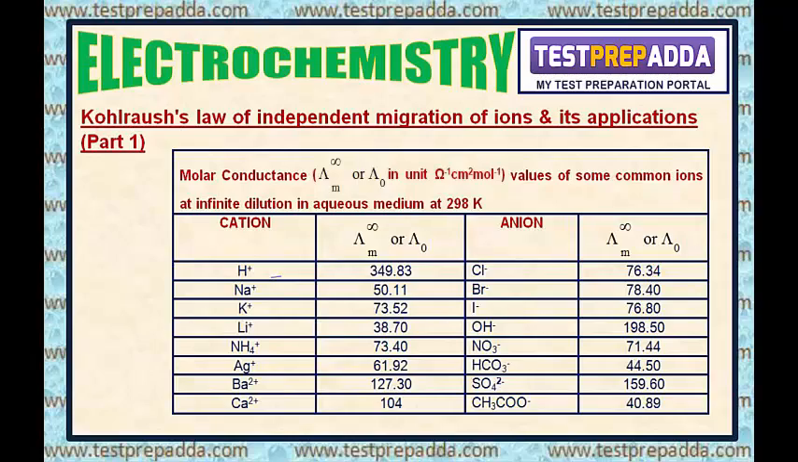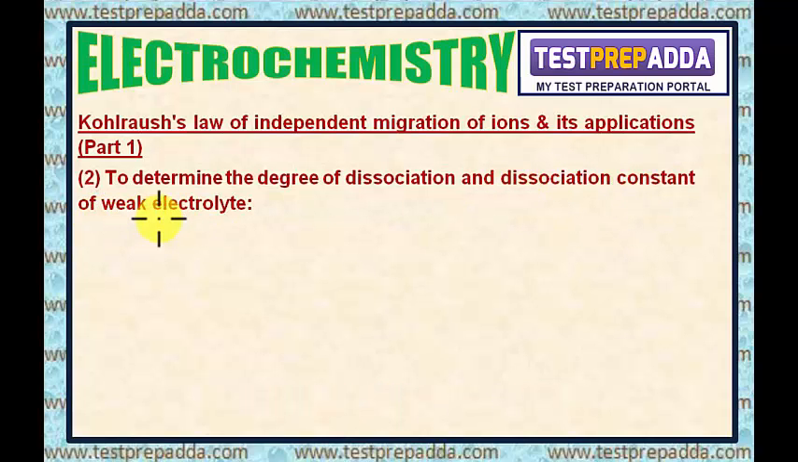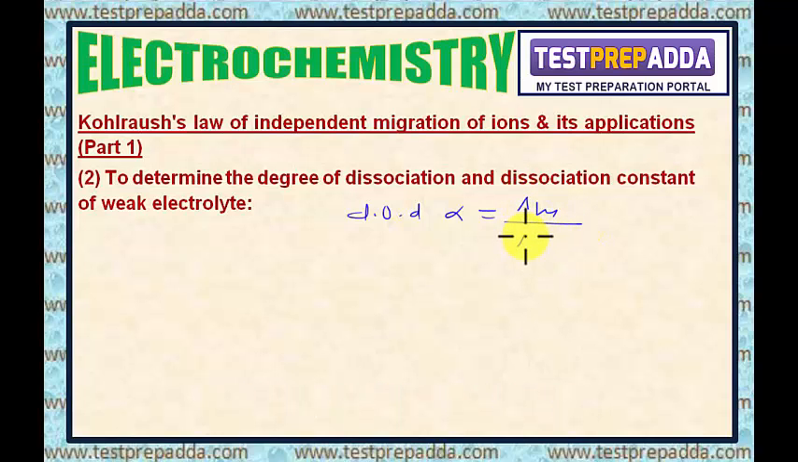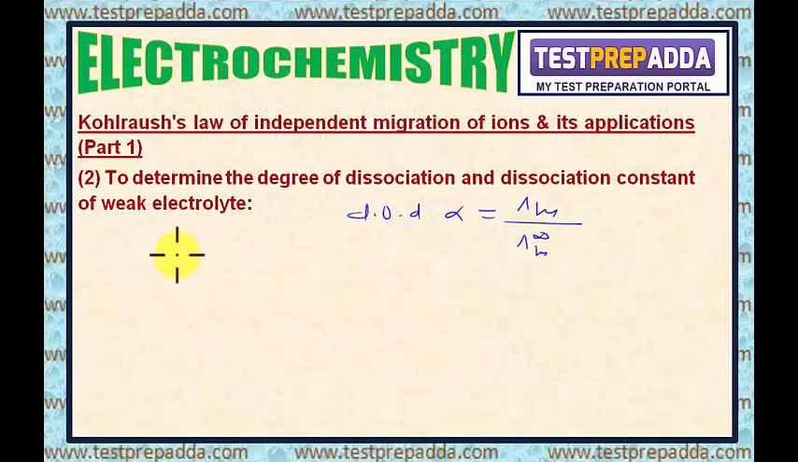Now I will talk about another application of Kohlrausch's law. This is the second application, to determine the degree of dissociation and dissociation constant of weak electrolyte. Recall the session number 4. There I told you that for weak electrolyte we can write degree of dissociation alpha as lambda m upon lambda m at infinite dilution. This lambda infinity we have just found in application number 1. Once alpha is found, you can get the dissociation constant by writing the dissociation equation of the electrolyte.